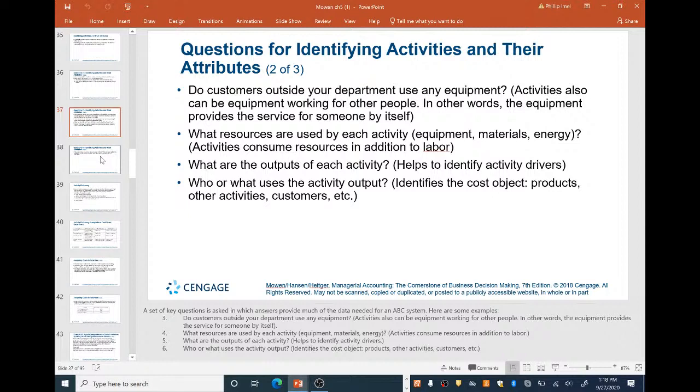What are the outputs of each activity? So why would we be concerned about the outputs of each activity? Remember, the outputs of the activity are what we use as activity drivers, right? So that's going to help to identify our activity drivers based upon the outputs that these activities produce. Who or what uses the ultimate activity output? This identifies your cost objects, meaning the products or customers or some other activities even.